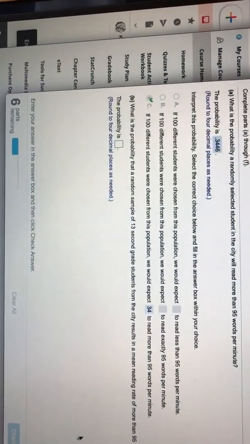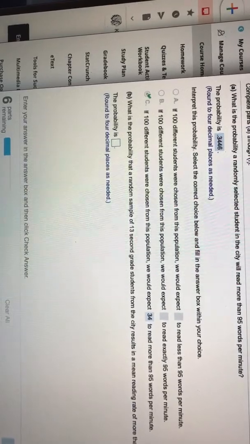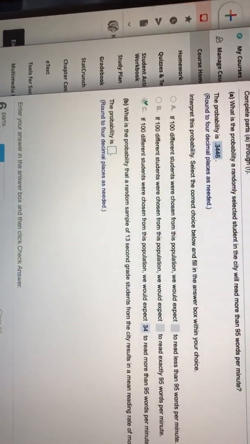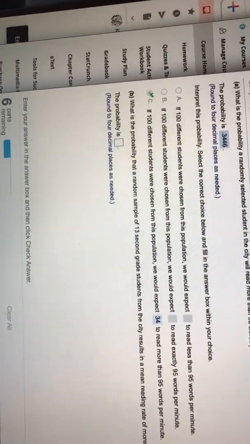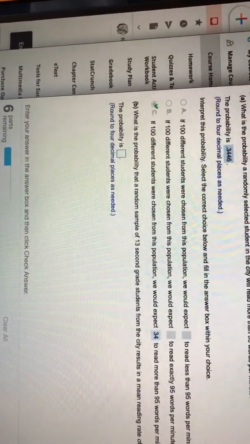We want to interpret this probability if 100 different students were chosen. Since we are out of 100, we look at the 100s place, and we have 34. It doesn't round up because the next digit is 4, so out of 100 students, we would expect 34 to read more than 95 words per minute.